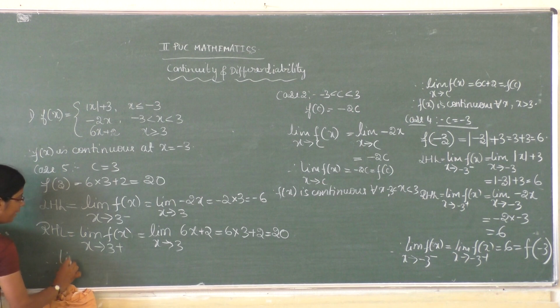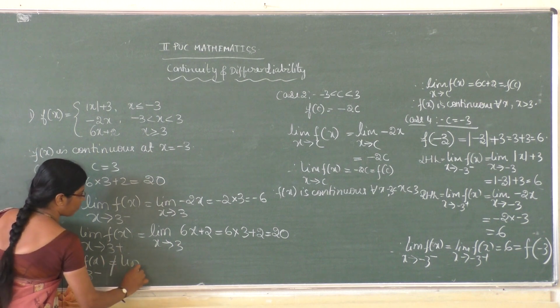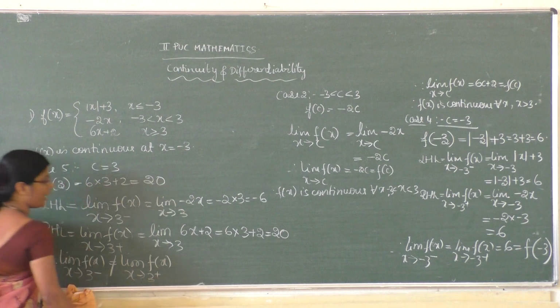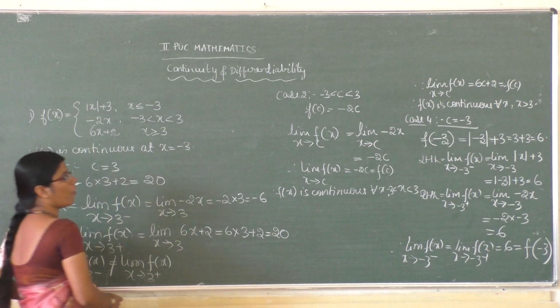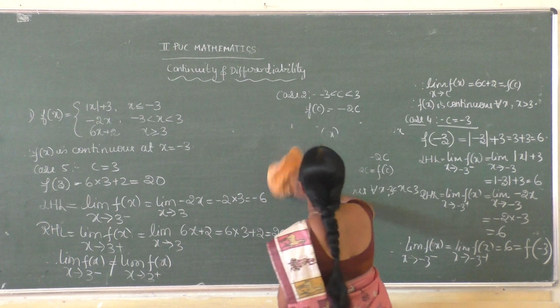Therefore limit of f of x as x tends to 3 minus is not equal to limit of f of x as x tends to 3 from the right side. Okay, 3 plus, not equal, so the limit does not exist, hence the function is not continuous at x equal to 3.